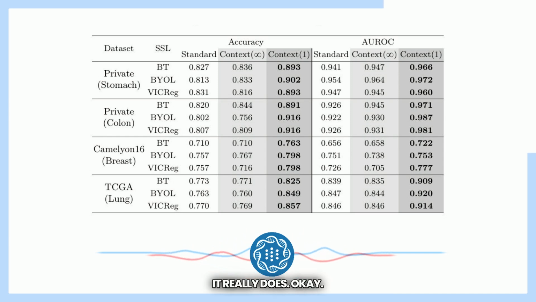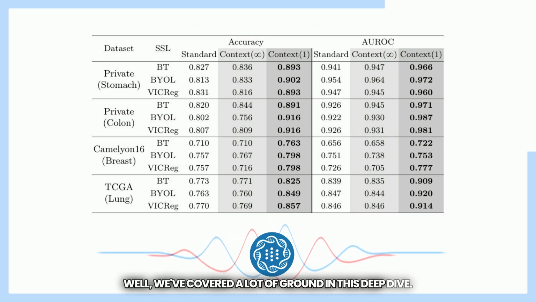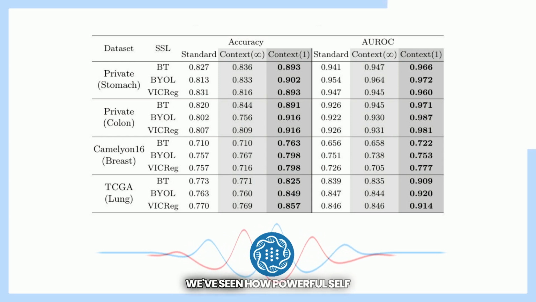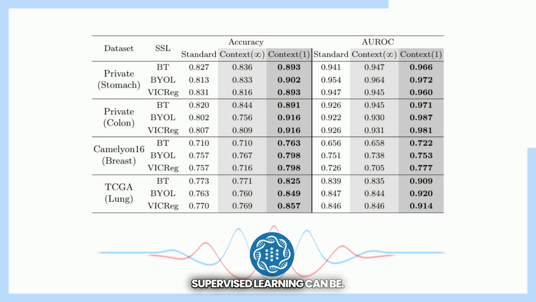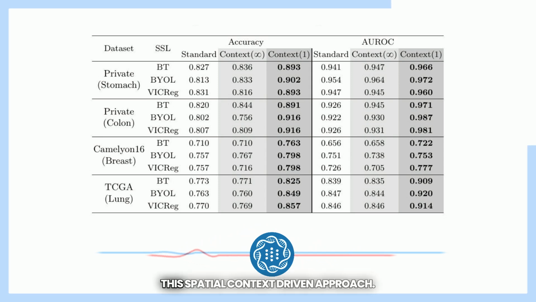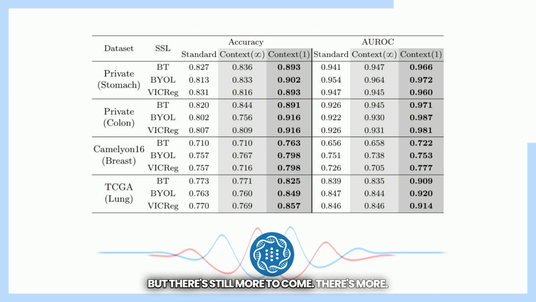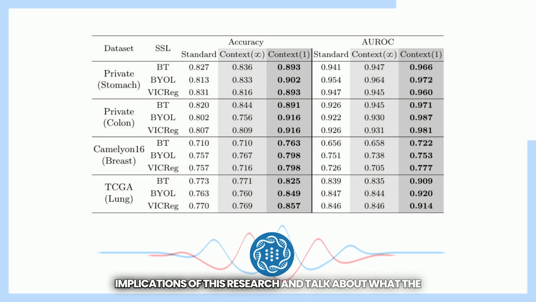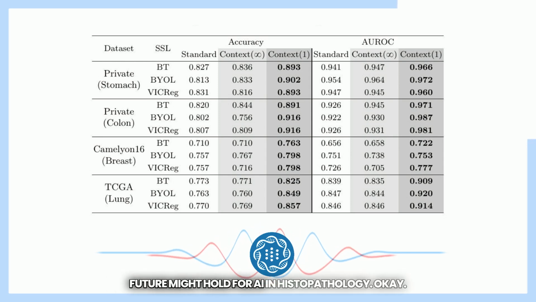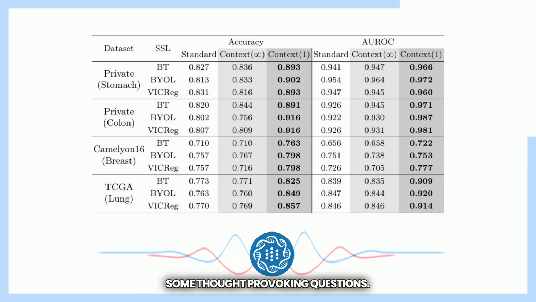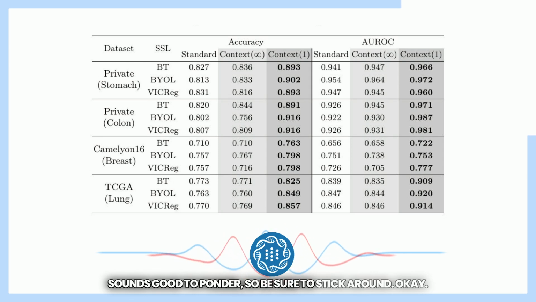It really does. Okay, well, we've covered a lot of ground in this deep dive. We've explored the challenges of working with labeled data. We've seen how powerful self-supervised learning can be. We've seen the remarkable impact of this spatial context-driven approach. But there's still more to come. In the final part, we'll delve into the broader implications of this research and talk about what the future might hold for AI in histopathology. And we'll leave you with some thought-provoking questions to ponder, so be sure to stick around.